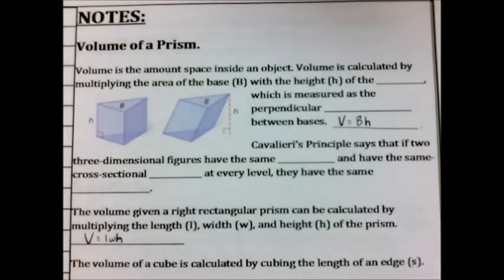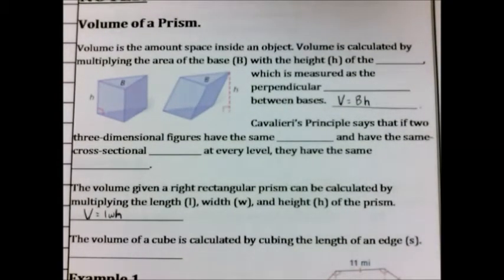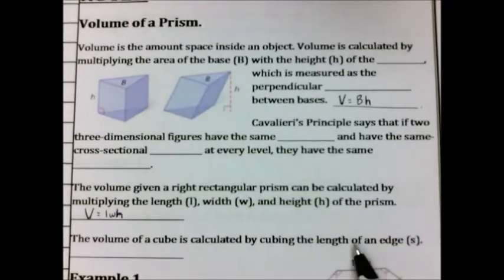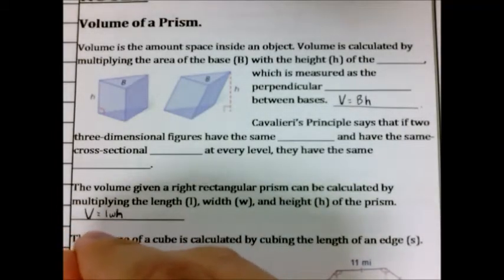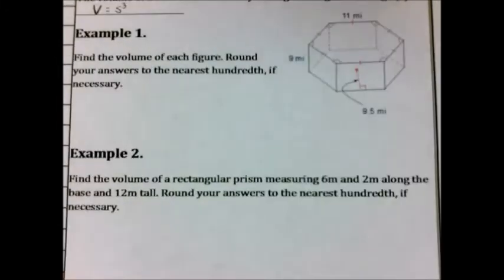Okay. There's also another common one, and that's to find the volume of a cube, and that's calculated by cubing the length of an edge, S, okay, if that length of the edge is S. Since a cube has all three sides the exact same, we can just cube the length of a side. So if you have a cube, the volume is just equal to S cubed. That's it.